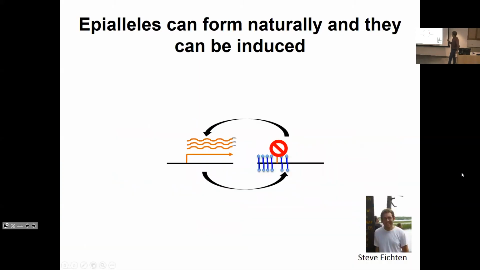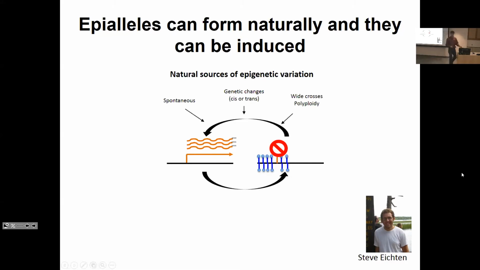So if you think about a particular region of the genome, and this region could be in an expressed state with very low levels of DNA methylation or highly methylated and silenced. There are lots of different sources of variation. So spontaneous changes could happen, stochastic changes in methylation. You could get genetic changes. These could be changes at that site or elsewhere in the genome. You could do wide crosses or have polyploids that would influence methylation.